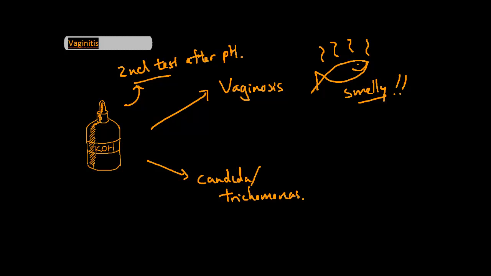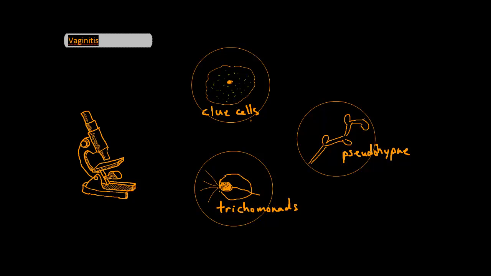Finally, you can cover the specimen with a cover slip and take a look under the microscope. By now, you have a pretty good idea of what the specimen is, but microscopy will certainly confirm this. You can see clue cells in vaginosis, motile trichomonads for Trichomonas, and pseudohyphae in Candida.